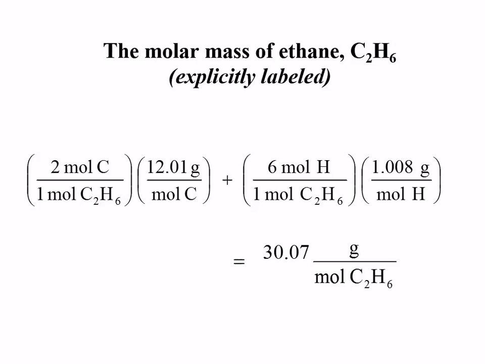So again, the 2 and the 6 are exact. They bring no uncertainty. So basically, we're aligning the decimals and rounding according to fewest decimals, which is 2. So 30.07 is the number we get. Units would be grams of C2H6 per mole of the compound.